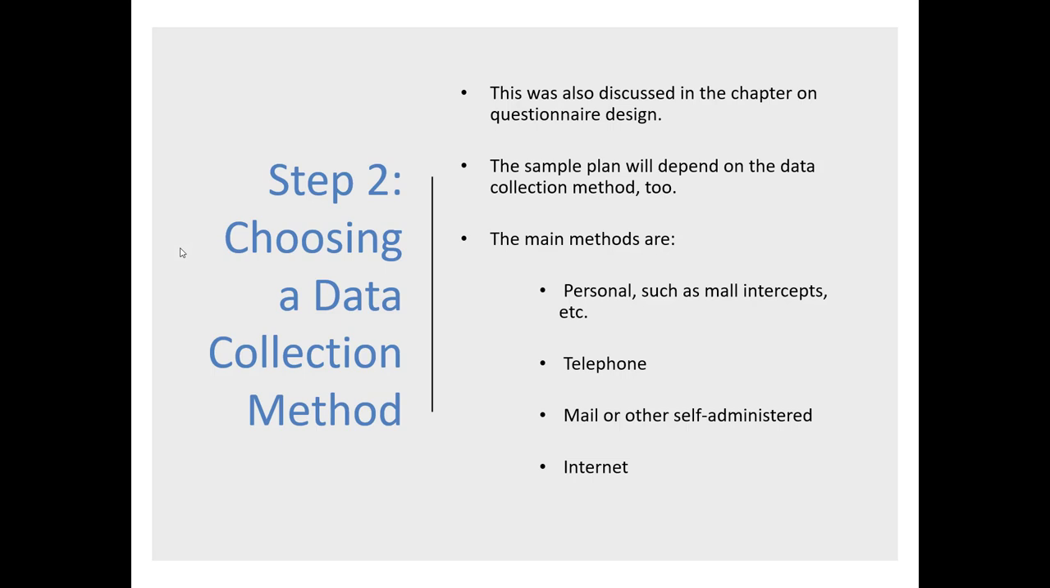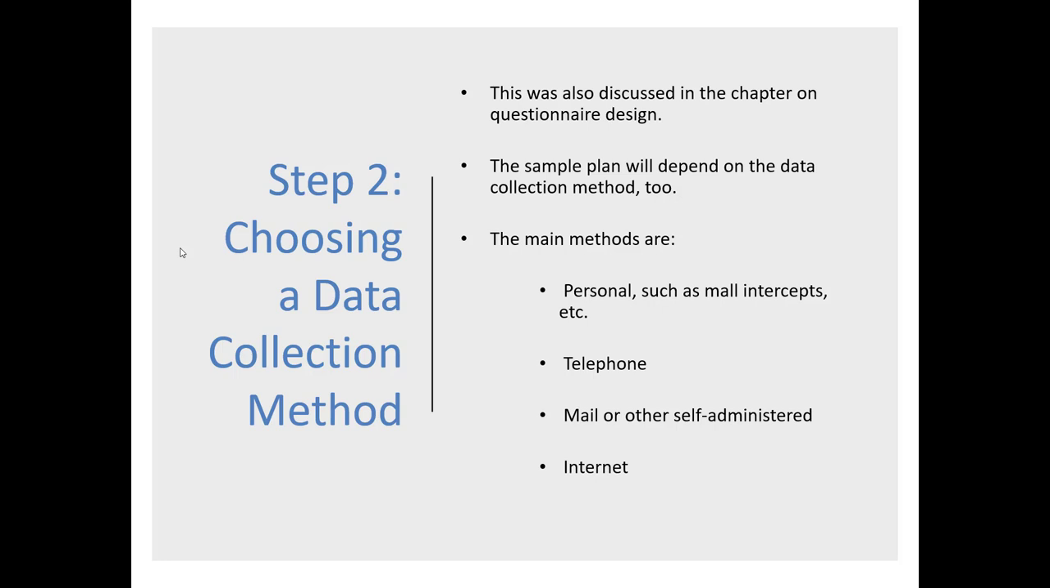Number two, choosing a data collection method. Now this is also discussed in the chapter on questionnaire design, in the sense that there are a variety of ways of collecting data, survey methods. For example, we can do face-to-face mall intercepts. We can also use telephone to gather data, or we can use snail mail, or we can also use the internet. So different data collection methods have different implications for the type of sampling plan we have.